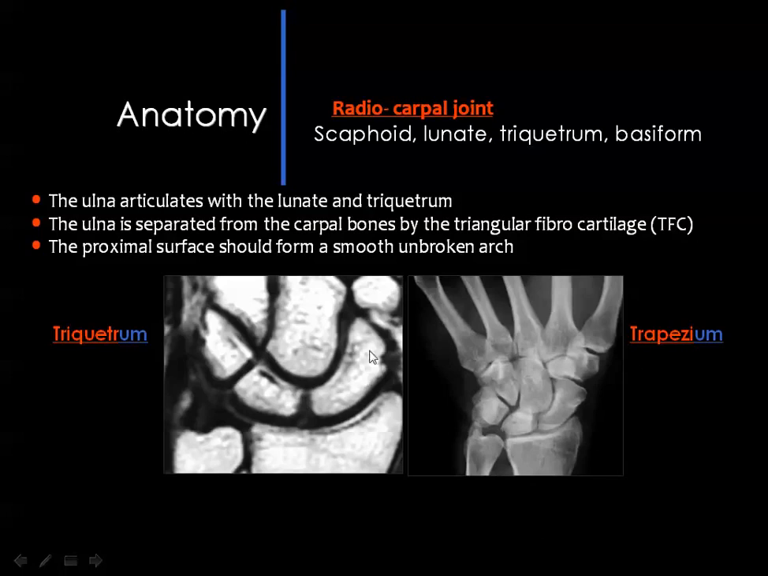Then the last bone in this row, according to MRI, is the triquetrum, which ends with the letters UM. Then the first bone in the distal row of the carpal bones also starts with UM, and this is the trapezium. Next to the trapezium is its sister, the trapezoid. Then you have the capitate and hamate. Finally, you have the carpal bones.